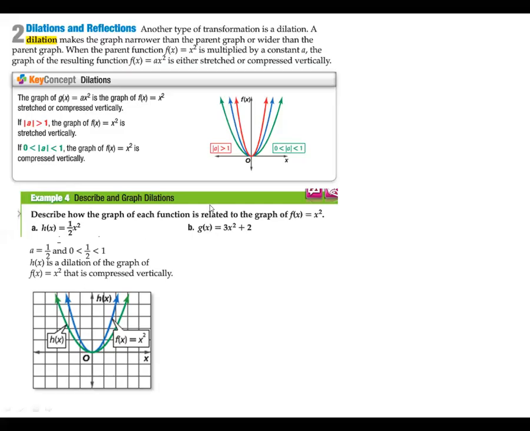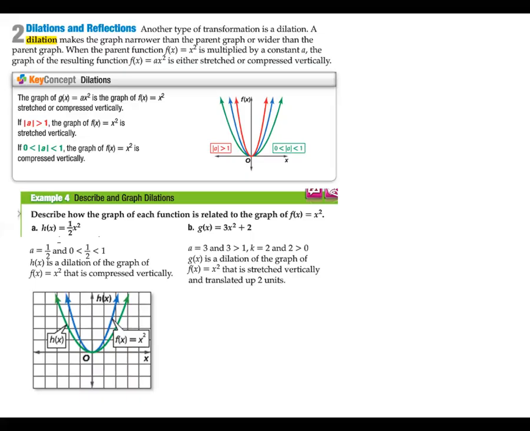Okay. B, did you notice that there are 2 different transformations here? You're multiplying by 3 and adding 2. Okay, so the 3 is bigger than 1, so it's going to be 3 times as big, so it's going to stretch it up, or squish it up. And then the +2 moves everything up 2 units, okay?